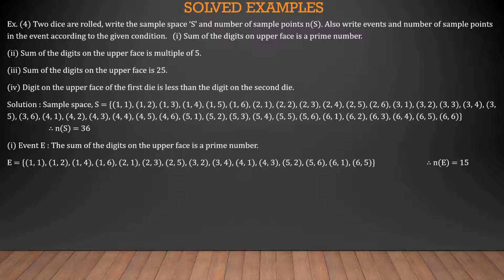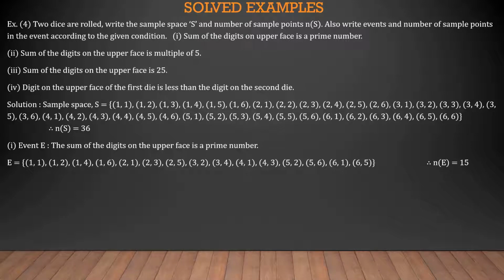1, 4 is taken because 1 plus 4 is equal to 5, which is a prime number. 1, 6 is taken because 1 plus 6 is 7, which is a prime number. 2, 1 is taken because 2 plus 1 is 3, which is a prime number. 2, 3 is taken because 2 plus 3 is 5, which is a prime number.